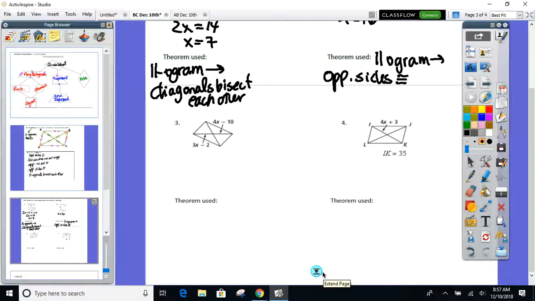All right, good job so far. And then how about 3 now? I know these seem very easy. I get it. Wait till we get to the proofs. What do I know about 4x minus 10 and 3x minus 2? They're equal. Yep. Go ahead, solve for x.